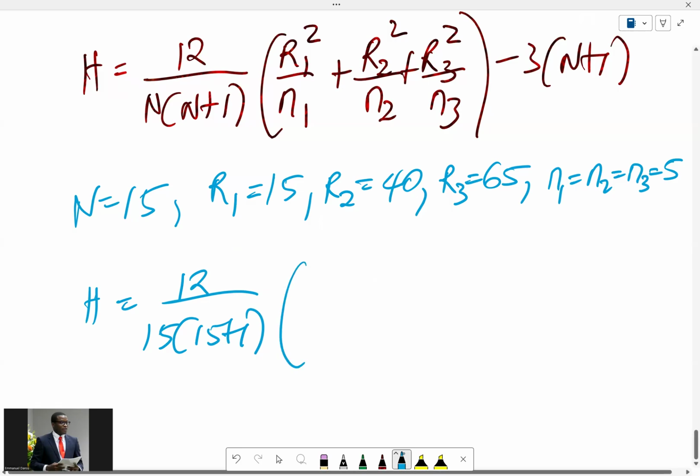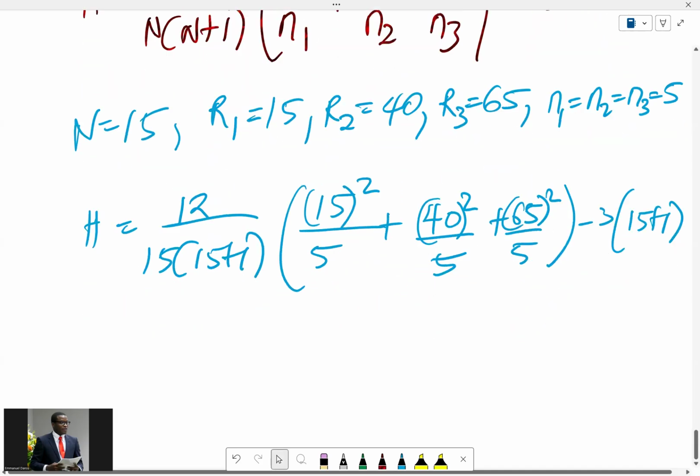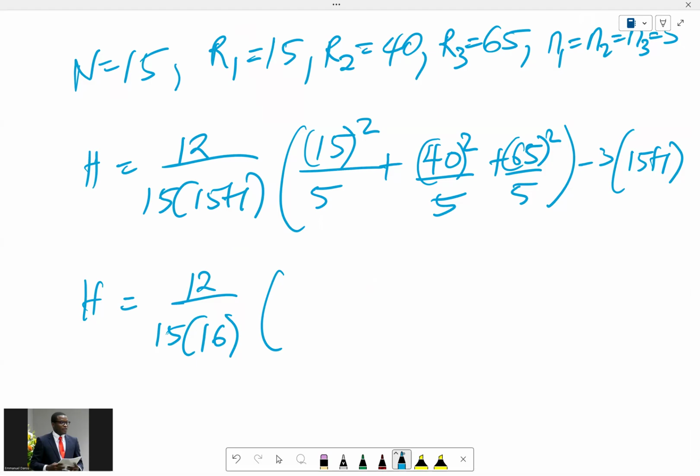That's multiplied by R1, that's 15 squared divided by 5, plus 40 squared divided by 5, plus 65 squared divided by 5. Then minus 3 into 15 plus 1. So H is 12 over 15 into 16 into 15 squared divided by 5.